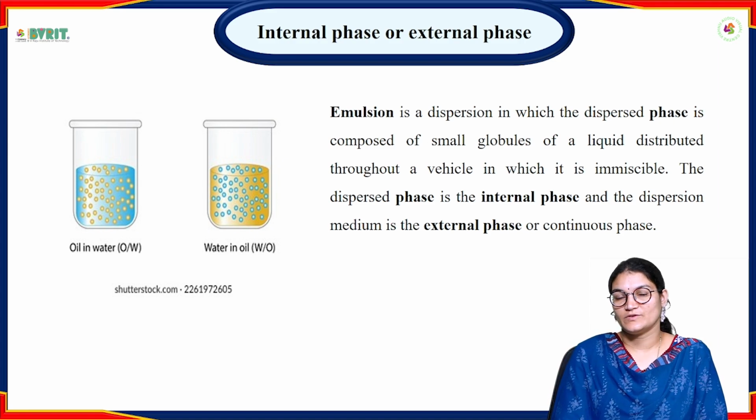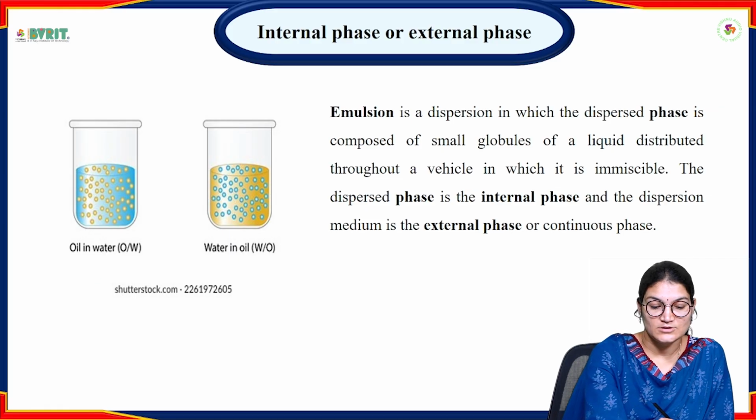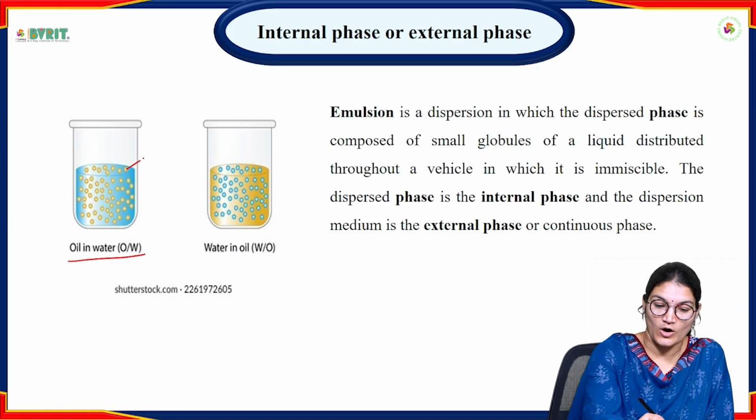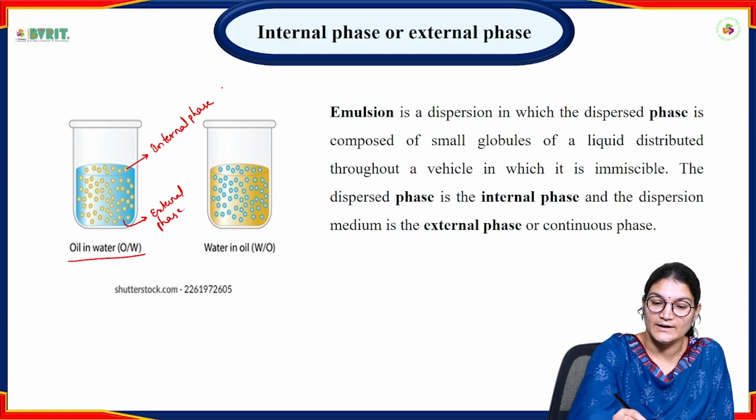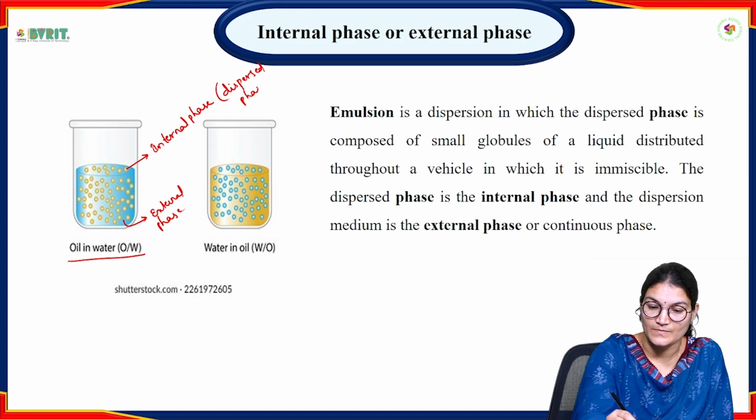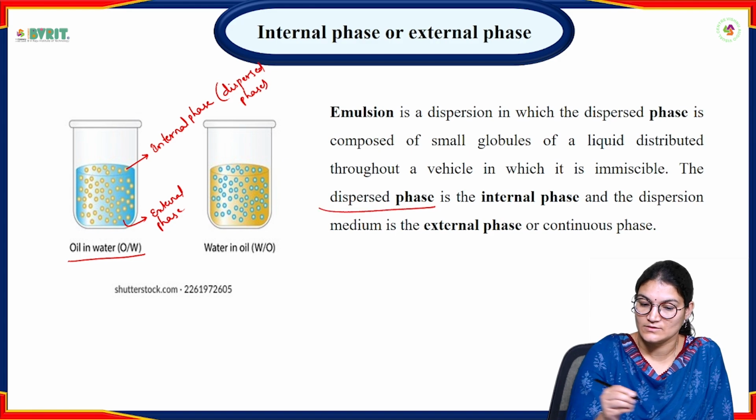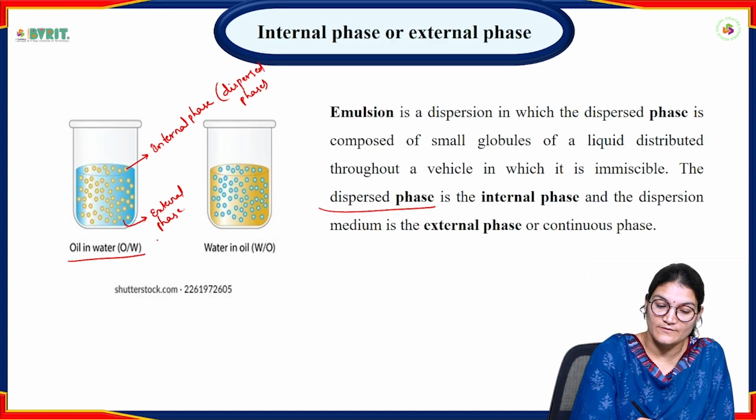Here in emulsions we have two phases. One is called the internal phase and the other is considered the external phase. In the image, in this oil in water system, oil is considered the internal phase and water is considered the external phase. We also have other names for these. The internal phase is called the dispersed phase, and you can see here dispersed phase, and the external phase is called the dispersion medium.